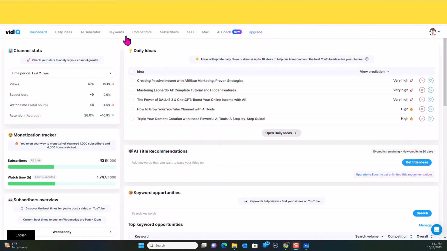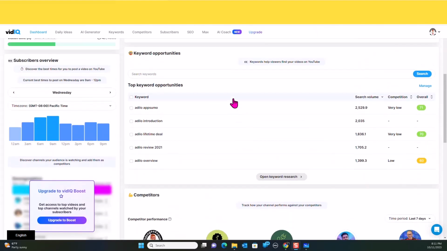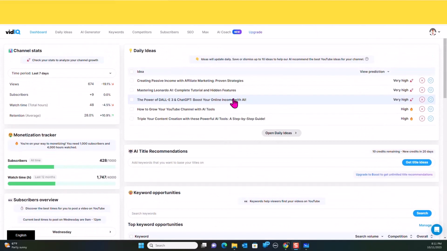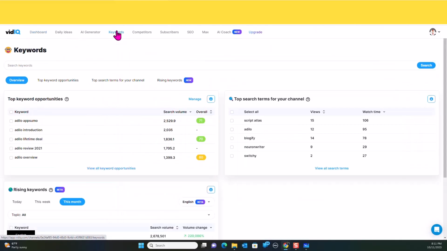This is where you're going to come and you're going to do research. It's going to give you all sorts of things for your channel. You can put your competitors down below or people that are in the same niche as you. You can do that, and that's very, very important for you as well. But this is where you can do your keyword research.